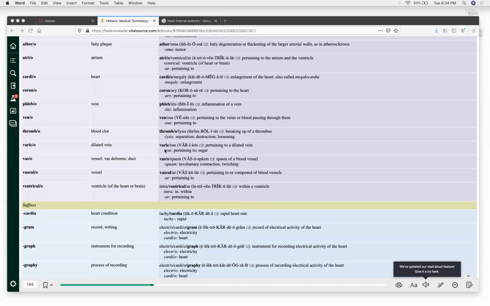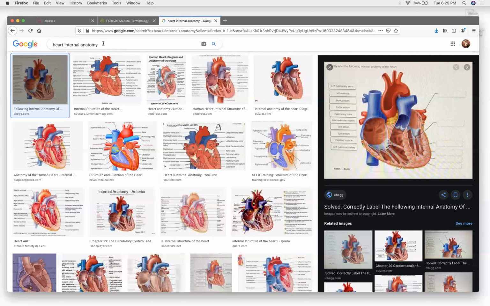Varicose veins, those are dilated veins because your veins also have, what's it called? Your veins also have, what's the word I'm looking for? Valves. Ugh. I am not the master of the English language today.